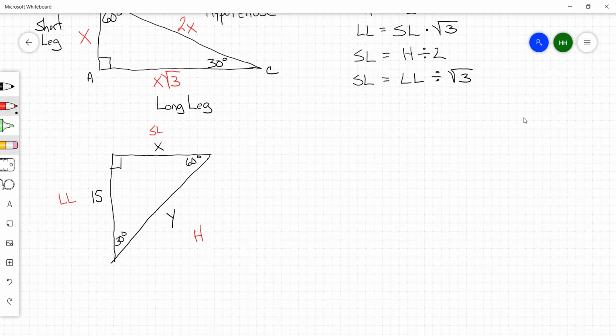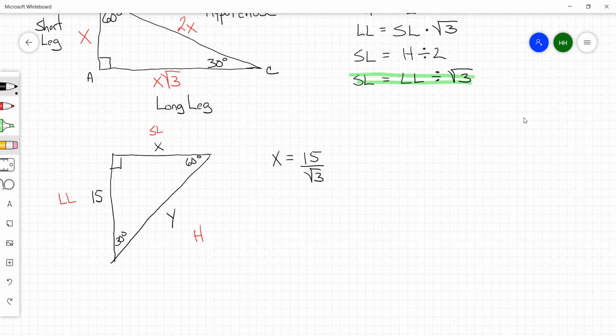So look, they gave you the long leg, right? And you need the short leg. So look what the short leg is equal to. The short leg is equal to the long leg divided by the square root of 3. So X, your short leg, equals the long leg, 15, divided by the square root of 3. If you need the decimal version, you type it into your calculator, 15 divided by the square root of 3.